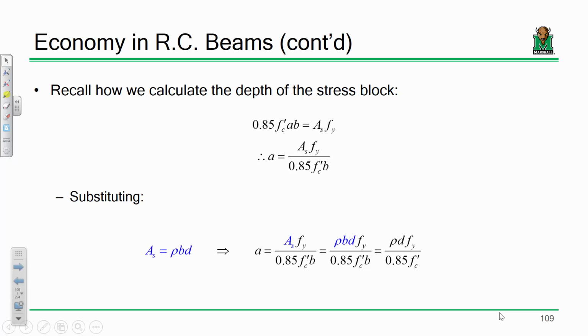Okay, so all I'm doing here is I'm saying, okay, rho is AS over BD, or AS is rho BD. So instead of here where it says AS, I'm just going to replace it with rho BD. Okay? And again, just bear with me, you'll see what I'm doing. So AS is rho BD, so I can develop a new term for A. Notice that there's no B in the denominator because the B is canceled. So I have A is now rho d Fy divided by 0.85 Fc prime.